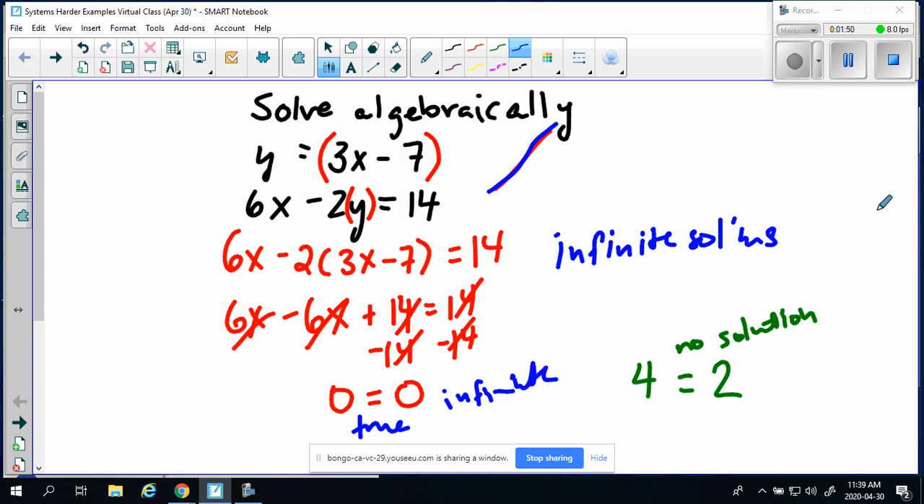And please know you can always plug it into Desmos to see what's going on with a weird equation. You can always plug into Desmos in order to check your answer.